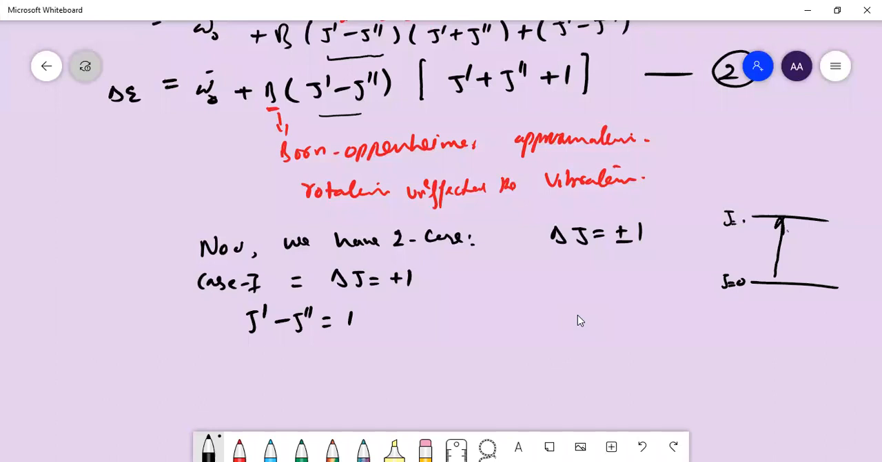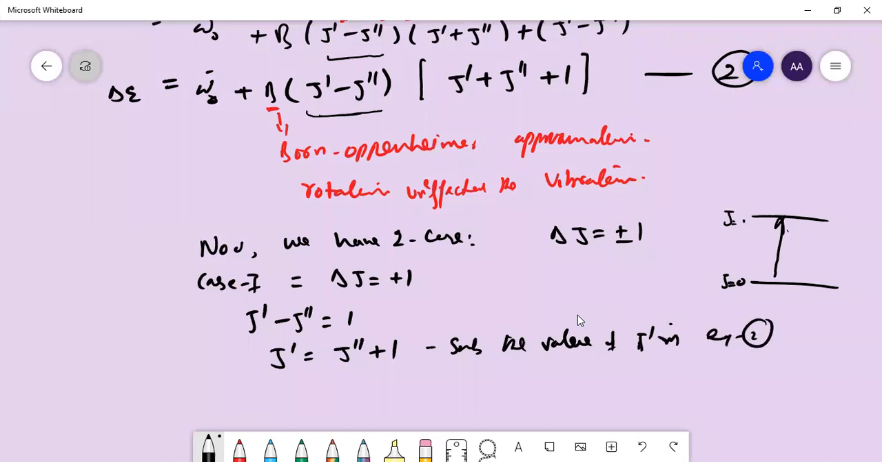So J equal to plus 1 means that these terms are equal to plus 1. Here I can write it as J dash is equal to J double dash plus 1. Now I will substitute the value of J dash in our equation number 2.